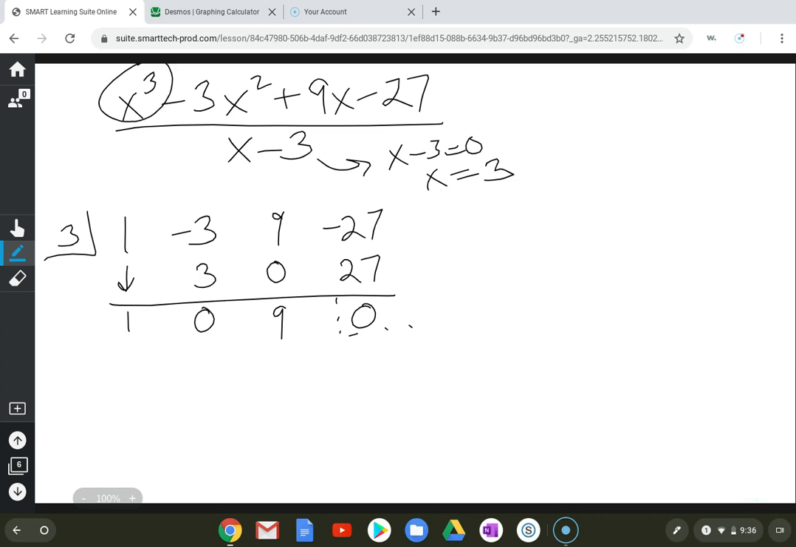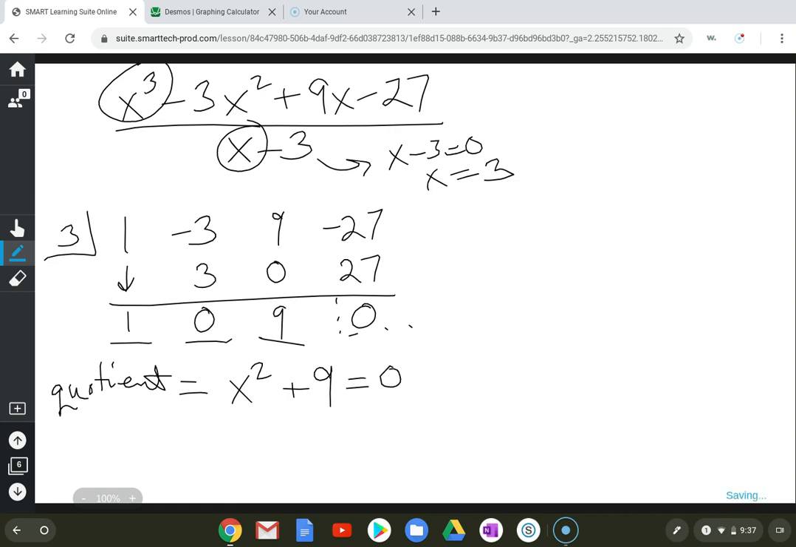Remember, we have now a third degree divided by a first degree. So this becomes the coefficient of an x squared term. So our new quotient is 1x squared plus 0x plus 9. So there's our quotient, x squared plus 9. So if I want to find my 2 remaining zeros, I can just set this equal to 0 and solve.